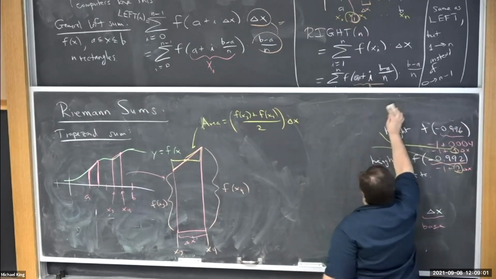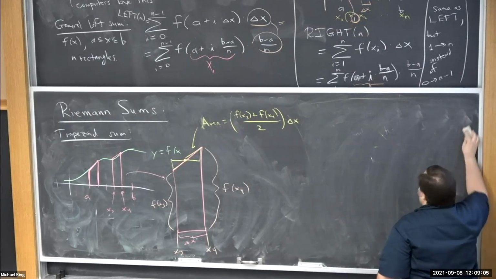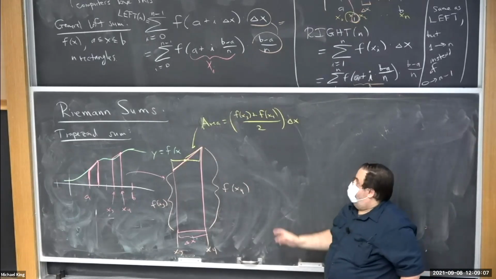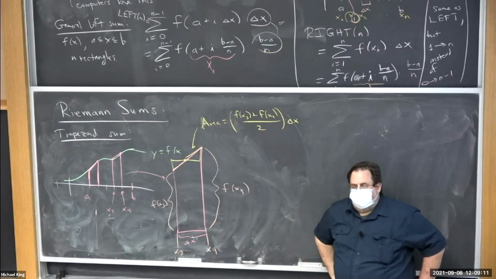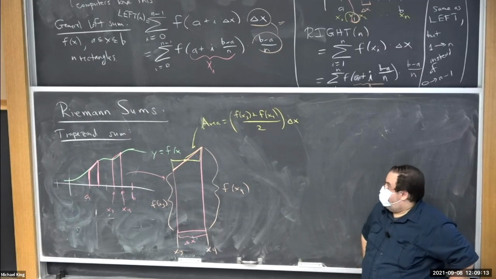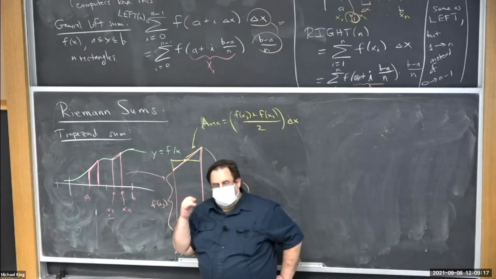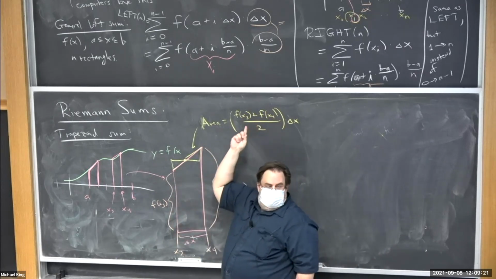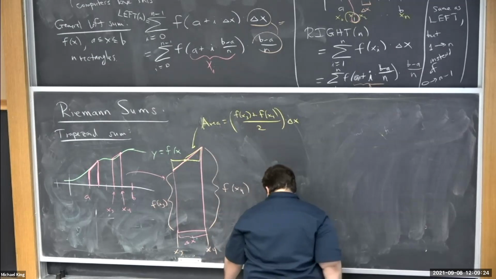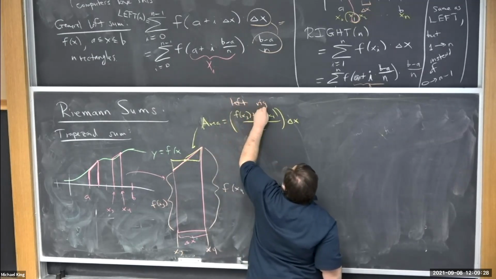It turns out that because you're basically averaging the heights of these two things, the way this is going to work out is that it's the trapezoid sum. If I wanted to add all the trapezoids up, this is sort of the average of the left and the right. This is the left side. This is the right side.